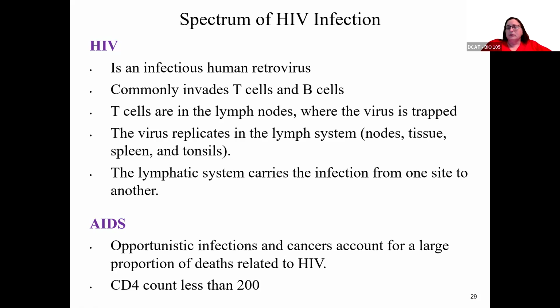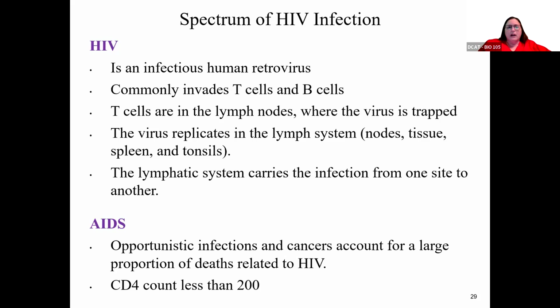Where is the lymph nodes? The lymph nodes are throughout the body, right? All the way down throughout the body. So if T cells are in the lymph nodes, and T cells is the main cell that HIV attacks, then HIV is within all of those lymph nodes. Does that make sense?